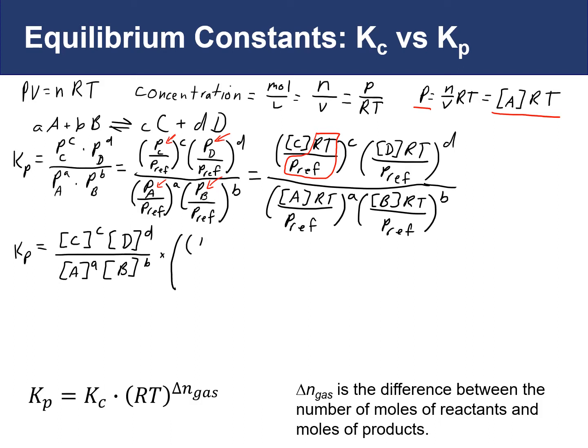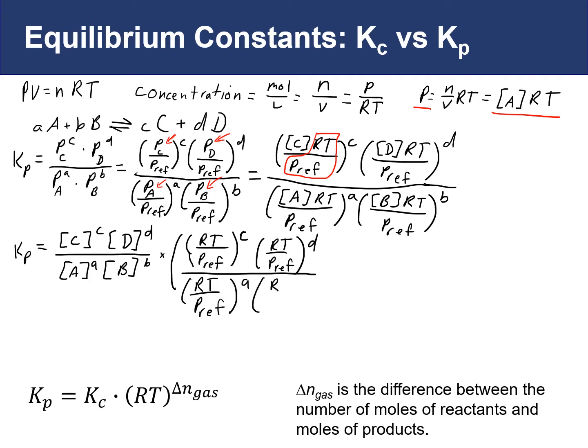So this would be RT over P ref to the C times RT over P ref to the D divided by RT over P ref to the A and RT over P ref to the B.